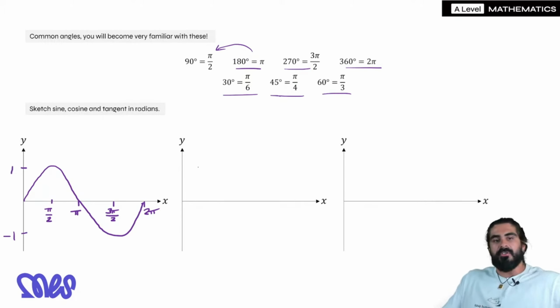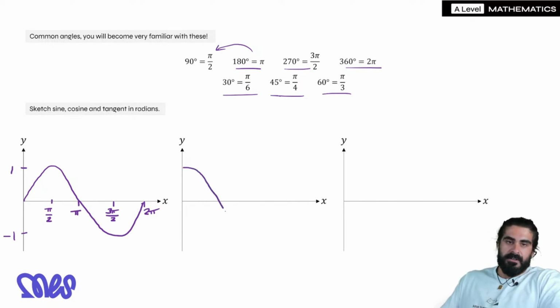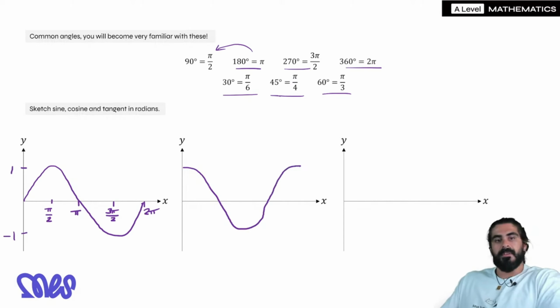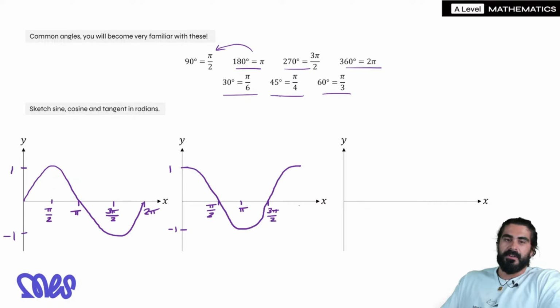Next one is the cosine graph. The cosine graph obviously starts at 1, comes down, and then goes back up. 1, minus 1. The cosine graph crosses the x-axis at 90, which is pi over 2. 180 at the trough, which is at pi. And then it crosses the x-axis again at 270, which is 3 pi over 2. And then 360 is 2 pi.